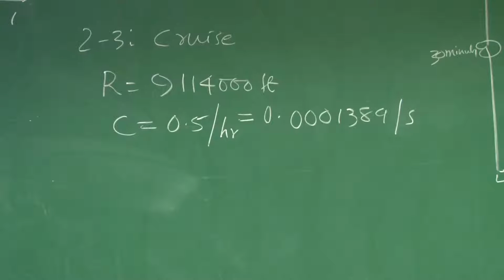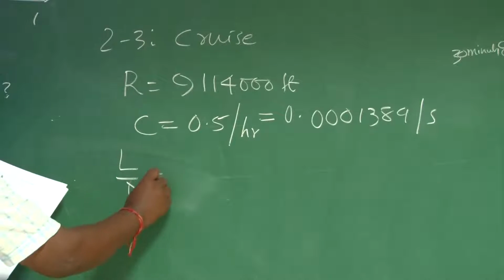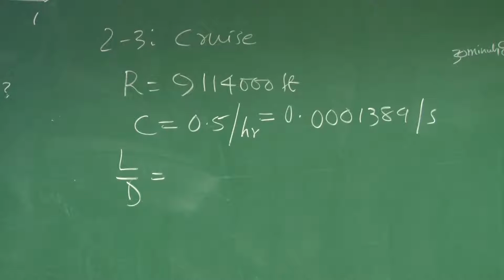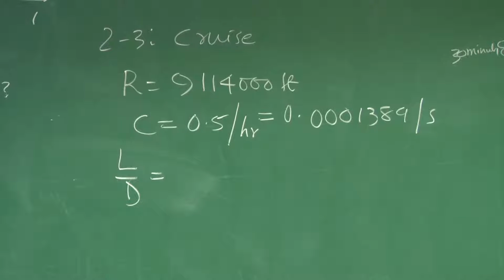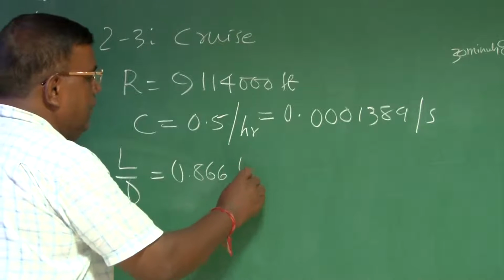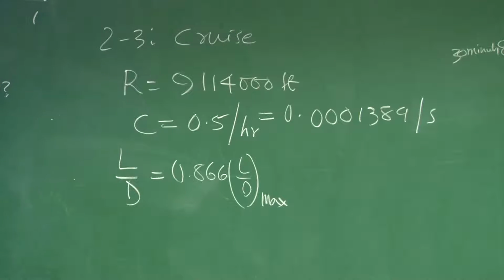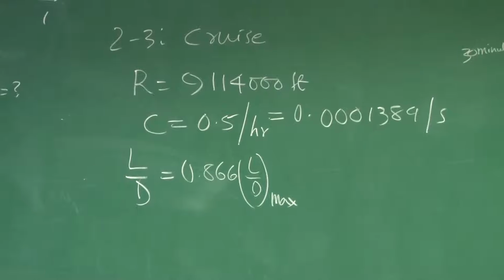Okay. Now the question comes, what L by D should I take? As I told you, for a jet engine, if you are going to maximize range, it should fly at 0.866 of L by D max. And yesterday I gave you an example. We'll also have one session on L by D max for different airplanes.